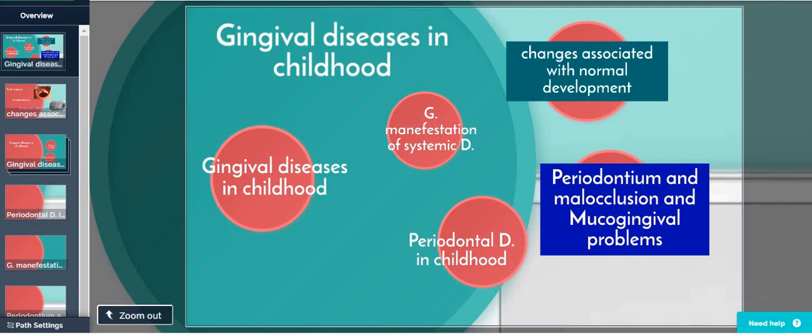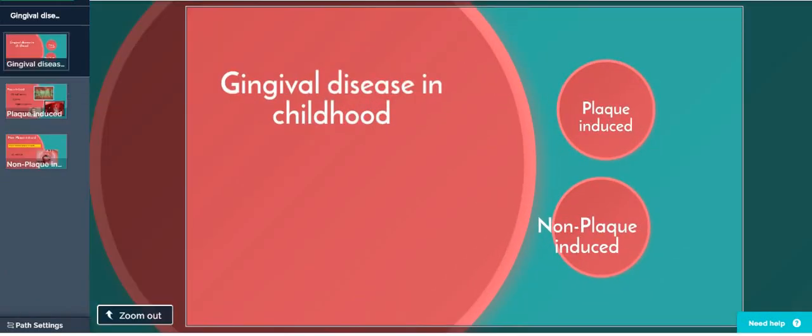We will try to finish or continue our lecture on gingival disease in childhood. In the previous lecture, we talked about changes that are associated with normal development. But today we are talking about gingival disease in childhood. Gingival disease in childhood includes two main categories. One of them is plaque-induced or biofilm-induced, and the other one is non-plaque-induced. Both of them are the same, for example, as in adults as a category.